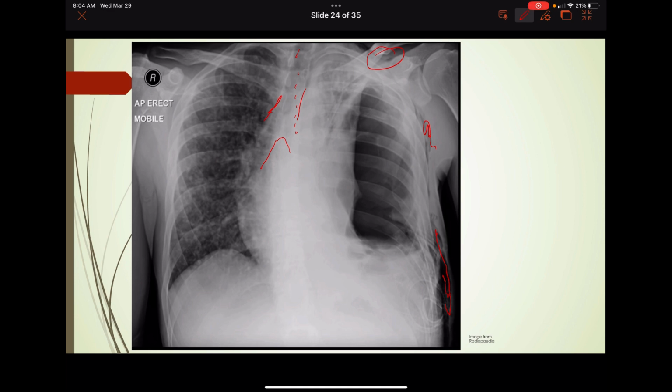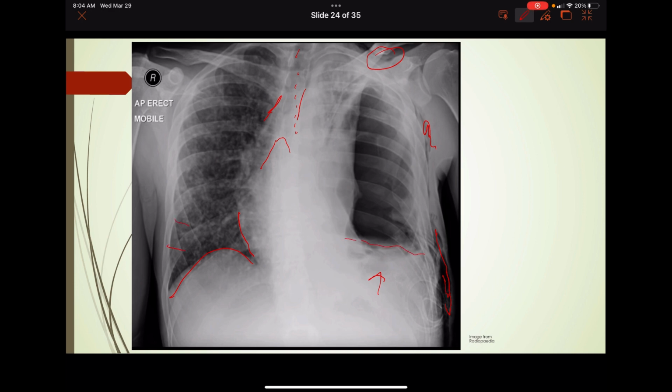So cardiac silhouette. This is probably the right side of the heart here. Can't see the left. And you can see that the whole heart is shifted over as well. D for diaphragms. Here's diaphragm. You can't see diaphragm here, but you can see fluid, pleural effusion.